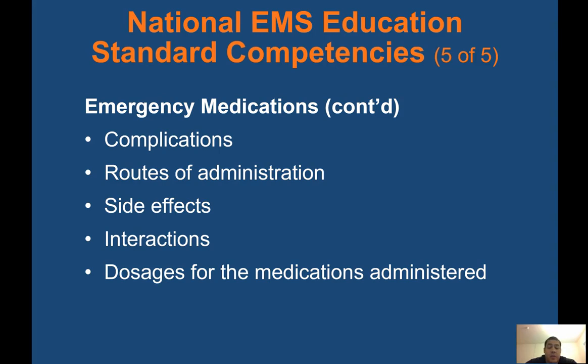And you need to know the dosages for each medication that you're going to give. So dosage for aspirin is going to be 81 to 325 milligrams of aspirin. Nitroglycerin is 0.4 milligrams. And routes of administration: how do you give that person the medication? Do you give it orally? Do you give it sublingually?